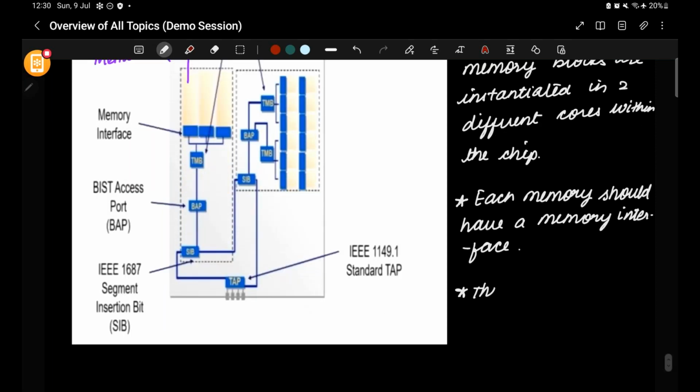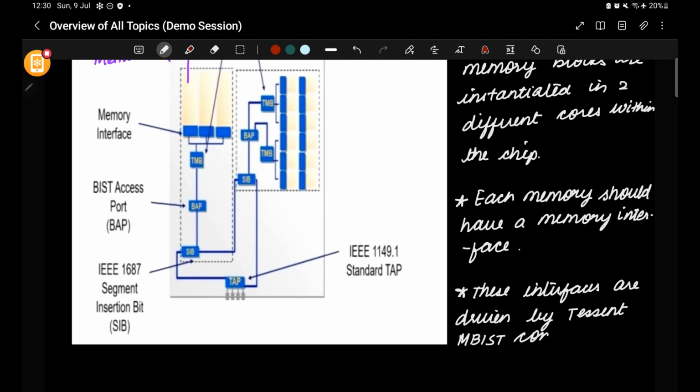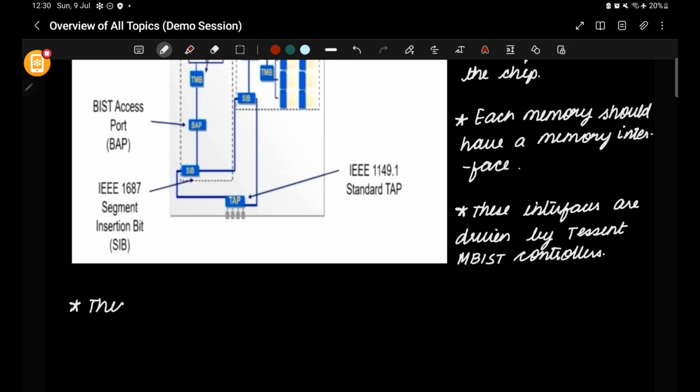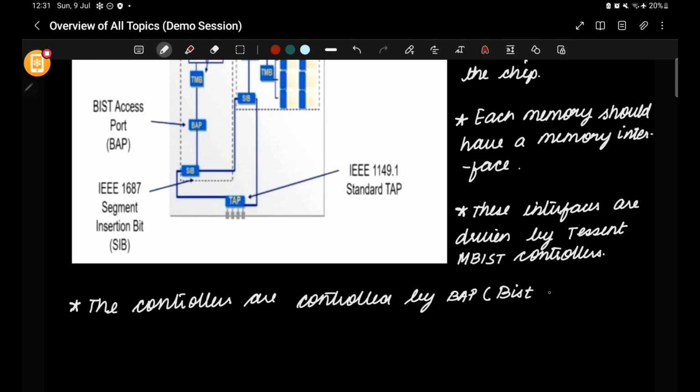Then these interfaces are driven by Tessent memory BIST controllers. These controllers are controlled by BAP. The full form of BAP is BIST access port. The TAP, which is the IEEE 1149.1 standard, controls the BAP through the SIB.